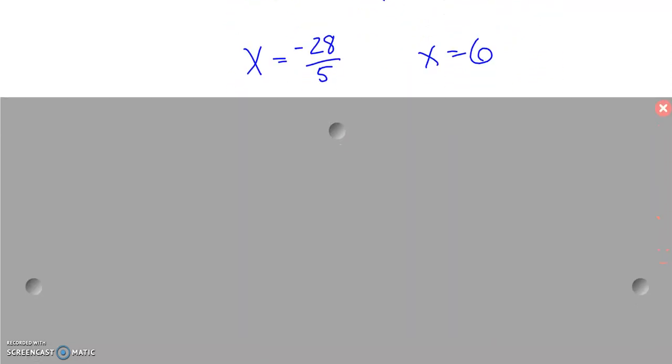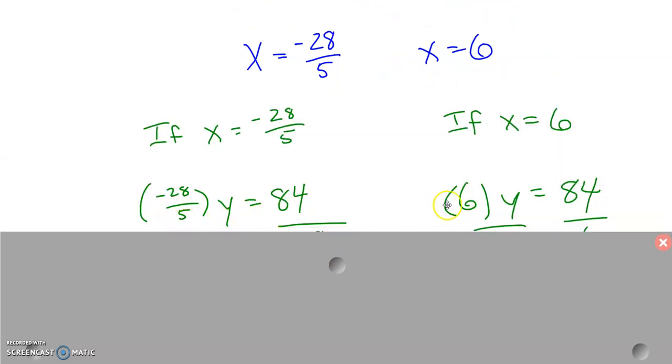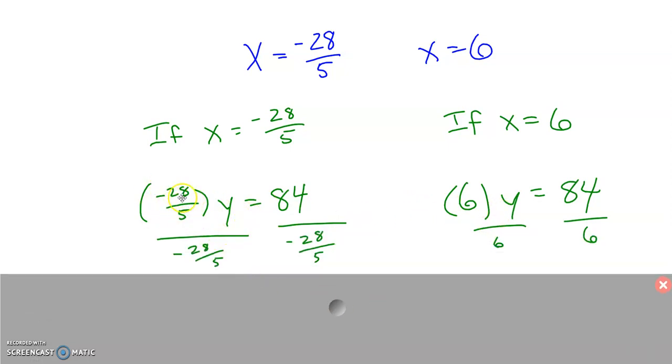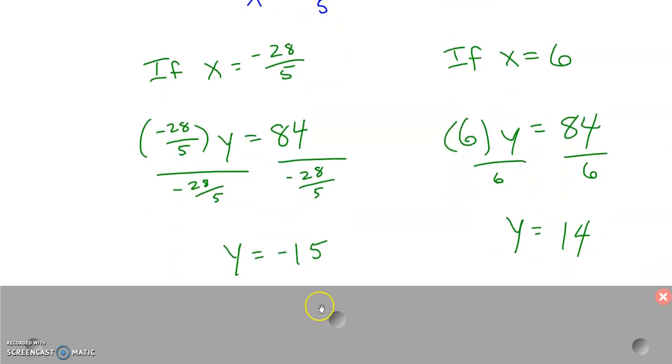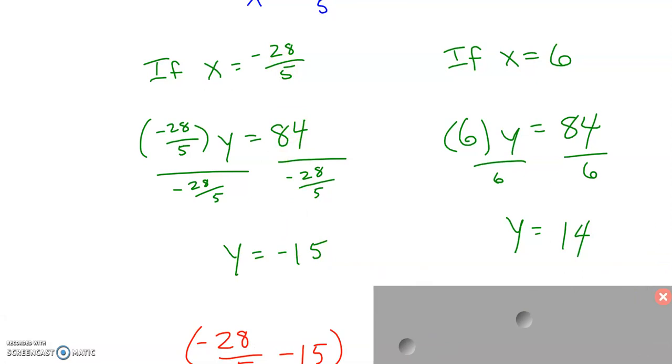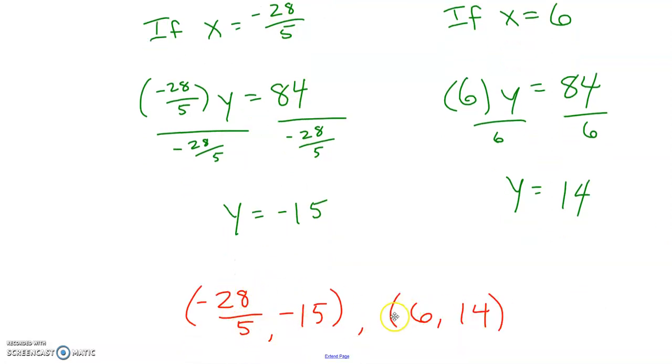Well, then I need to take those two solutions and plug them each into my original formula in place of x. To solve this one, I divide by negative 28/5 on both sides, and you can use your calculator to do that, and you get negative 15. Here you divide both sides by 6, and y is 14. So here are your two solutions. Your two numbers could be negative 28/5 and negative 15, or your two numbers could be 6 and 14.